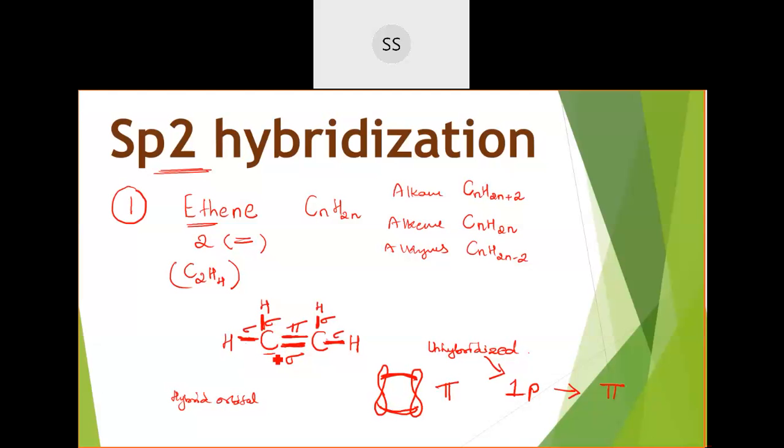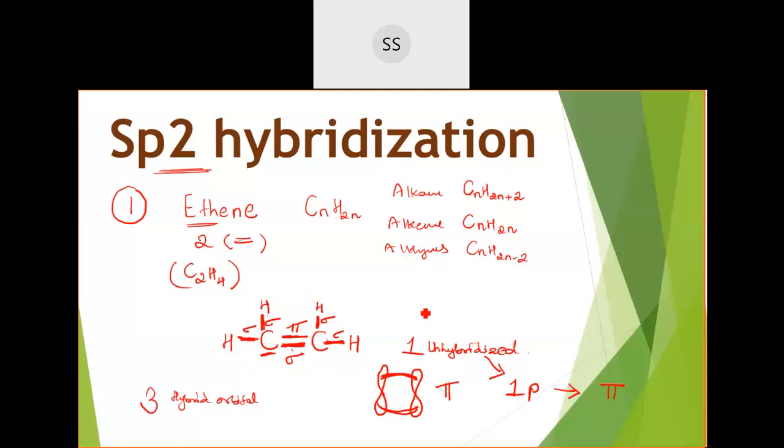See, for this one carbon will utilize three sigma bonds, which means three hybrid orbitals are required, and one unhybridized p orbital is required for us. So you are going to mix only three orbitals and keep one as it is to form the pi bond. I will explain more about that. We will go to the next concept.